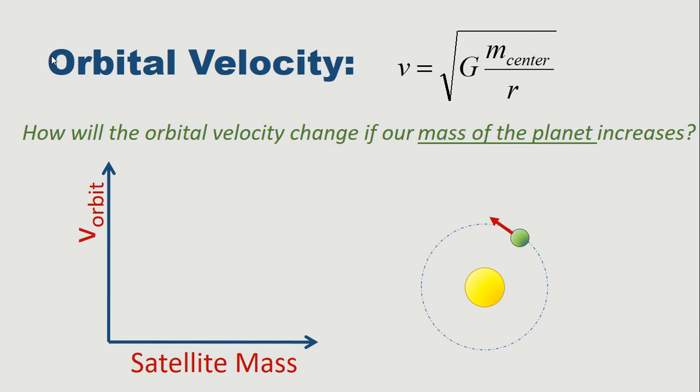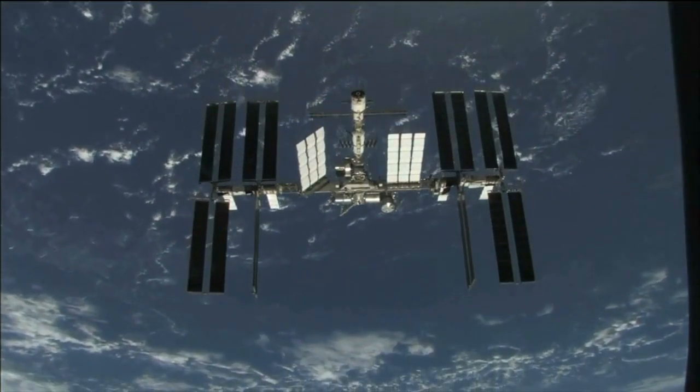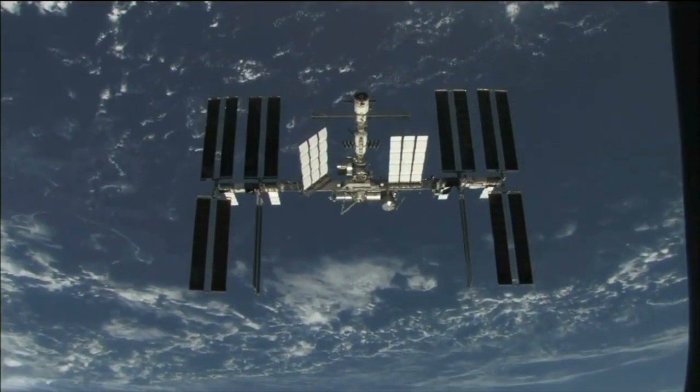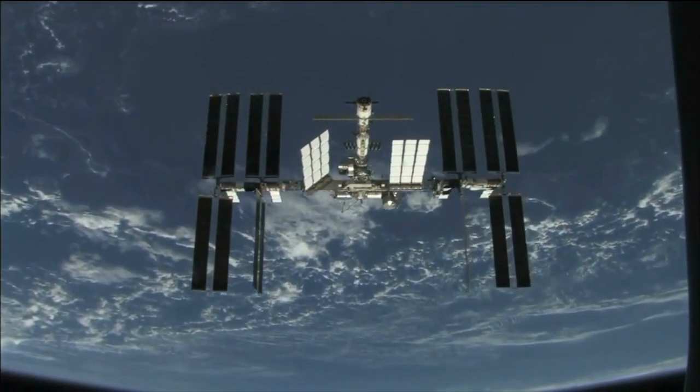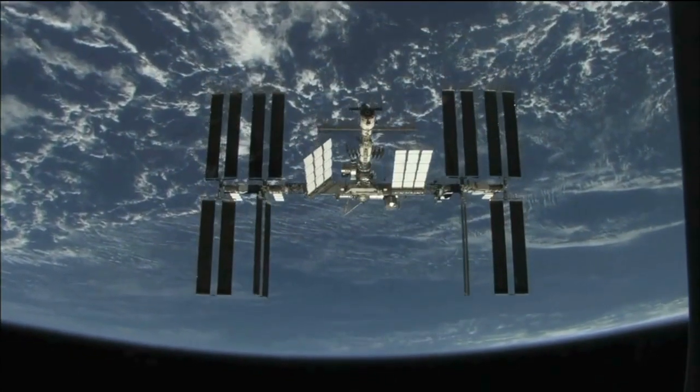Lastly, let's consider how the orbital velocity would change if the mass of the planet or the satellite were to increase. Notice that the only mass in our equation is the mass in the center of the orbit. The mass of the planet is not in our equation. That means that changing the mass of the satellite or the planet will not affect its orbital speed, and the orbital speed will remain constant as the satellite masses increase.